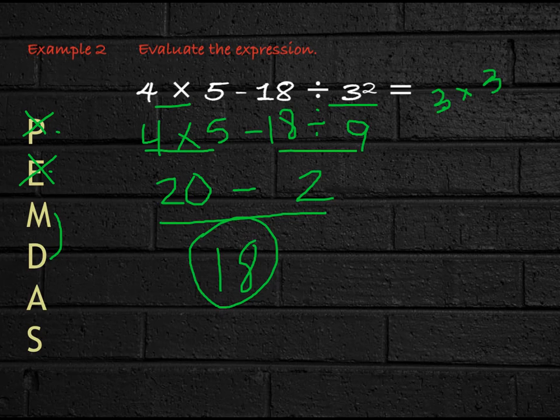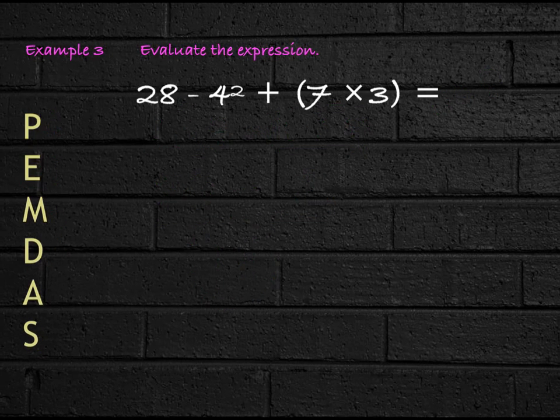Now, if you had done it just starting left to right, you would have had 4 times 5 is 20, minus 18 would give you 2, and then 2 divided by this 3 squared, well, 2 divided by 9 would give you a number less than 1, and you would be considerably off the correct answer.